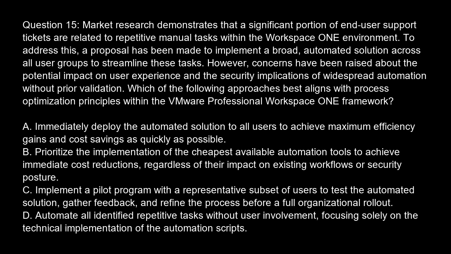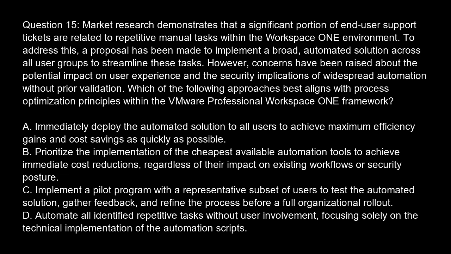However, concerns have been raised about the potential impact on user experience and the security implications of widespread automation without prior validation. Which of the following approaches best aligns with process optimization principles within the VMware Professional Workspace ONE framework? Option A. Immediately deploy the automated solution to all users to achieve maximum efficiency gains and cost savings as quickly as possible. Option B. Prioritize the implementation of the cheapest available automation tools to achieve immediate cost reductions, regardless of their impact on existing workflows or security posture.